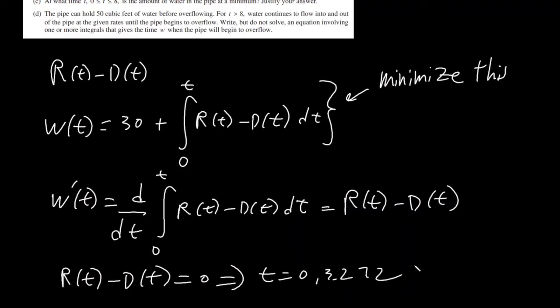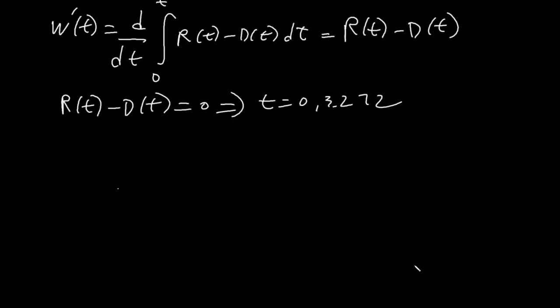Now, we wanted the absolute minimum of this function, so to do absolute extrema, we're going to set up a table. On one end of the table is time, and on the other end is the amount of water at that time. So for a list of times, we're going to put these values along with the endpoints. In this case, 0 is one of our endpoints, the other one is 8, and we also have 3.272. So it's all the relative points and the endpoints.